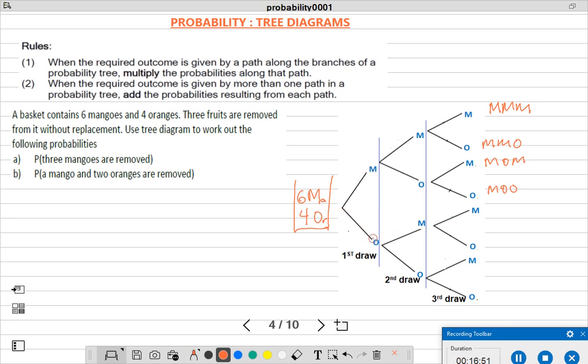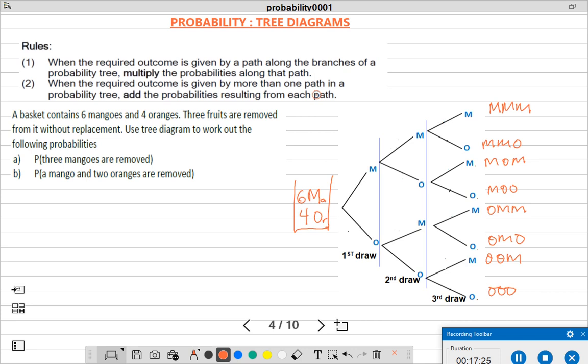Now, what if the first fruit was orange? You can get orange, mango, mango. Or you can get orange, mango, orange. Or you can get orange, orange, mango. And lastly, orange, orange, orange. So, these are the possible ways if you pick three fruits. You can pick a first mango, another mango, mango. Or mango, mango, orange. So long as you are getting fruits.